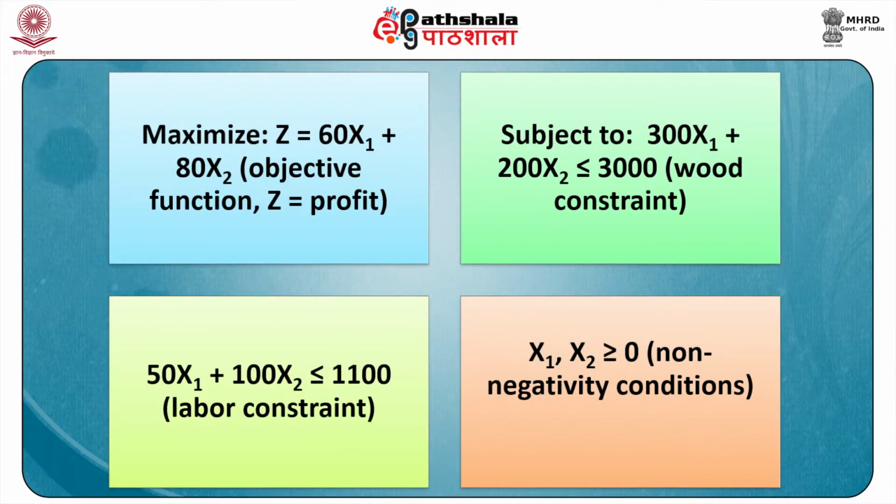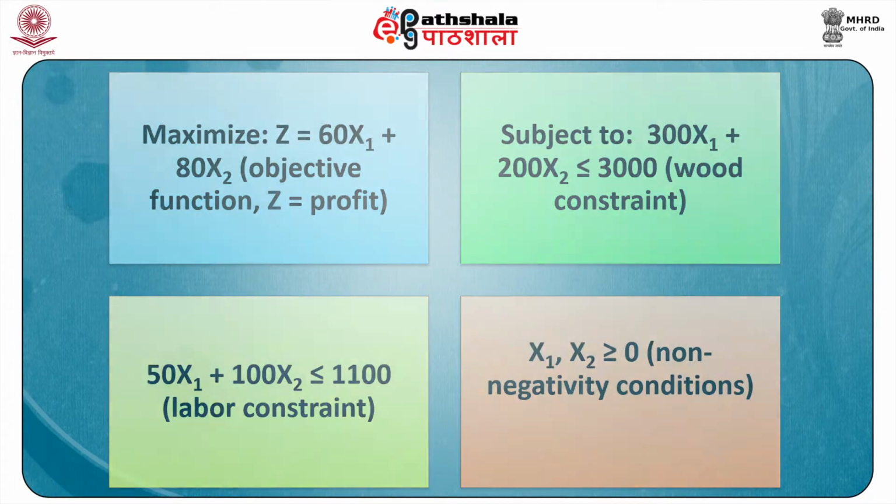Maximize z equals 60x1 plus 80x2. This is the objective function where z is the profit. Subject to 300x1 plus 200x2 less than or equal to 3000. This is the wood constraint. 50x1 plus 100x2 less than or equal to 1100. This is the labor constraint. x1 and x2 both greater than or equal to 0. This is the non-negativity condition.